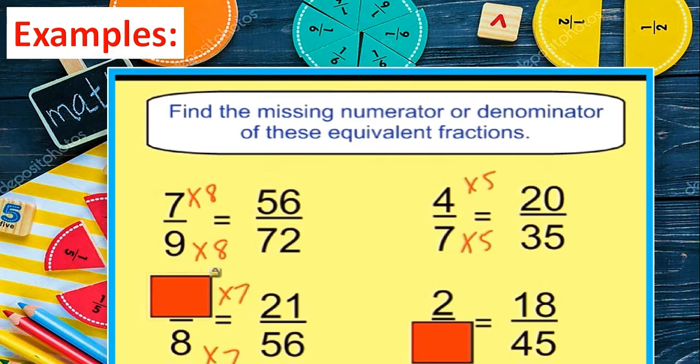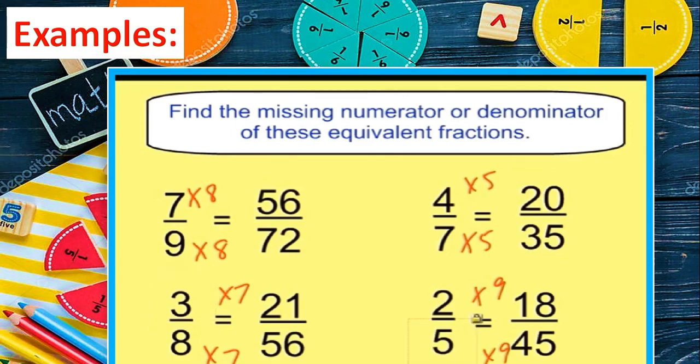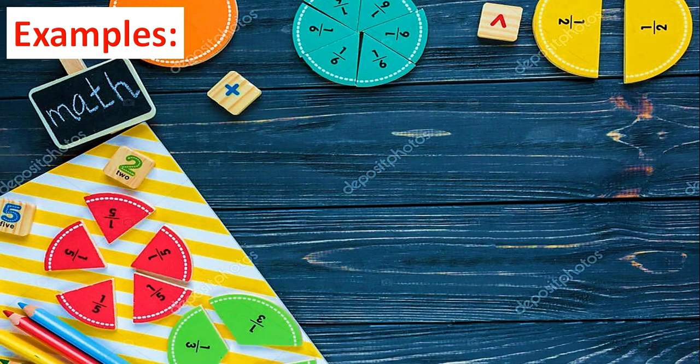Something times 7 is 21. That would be 3. So 2 times 9 is 18. Something times 9 is 45. That would give you 5. Always remember, children, you can use any factor to make equivalent fractions.